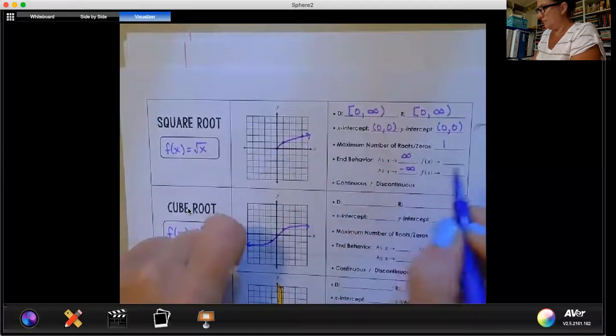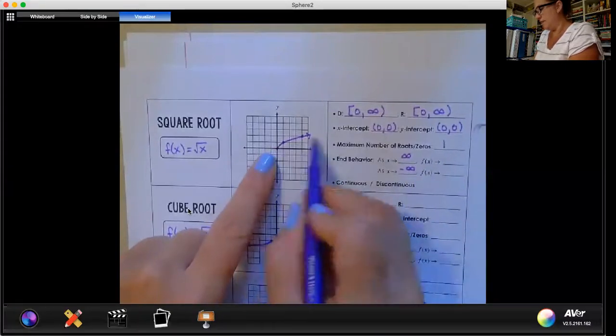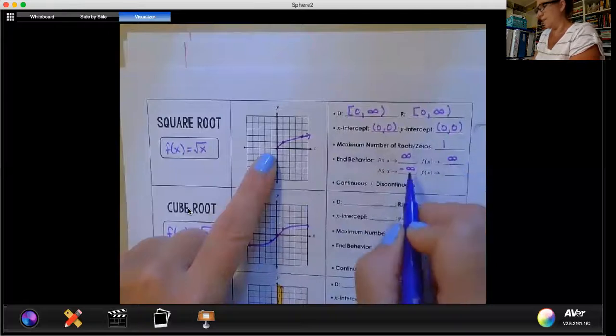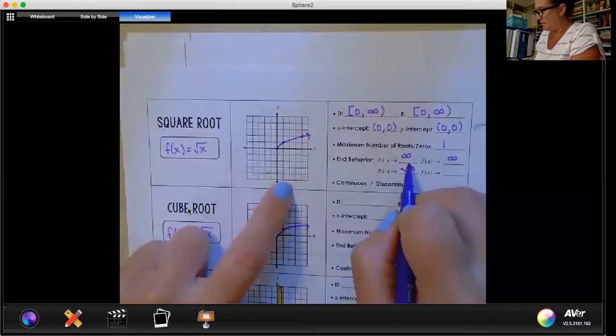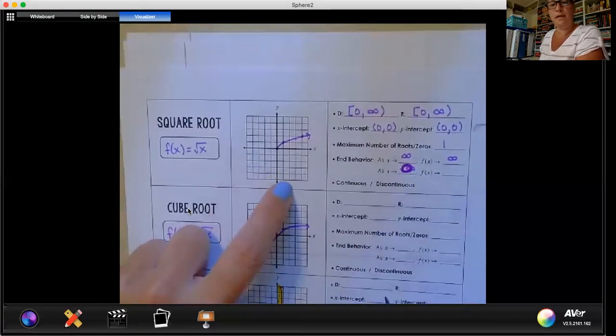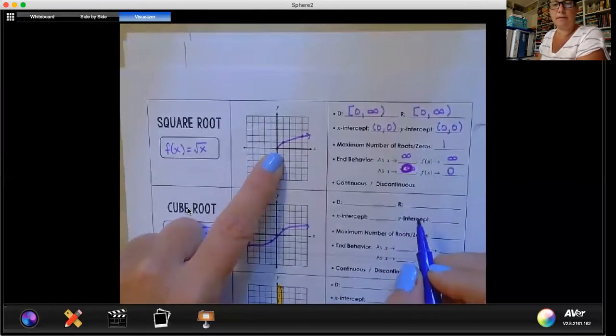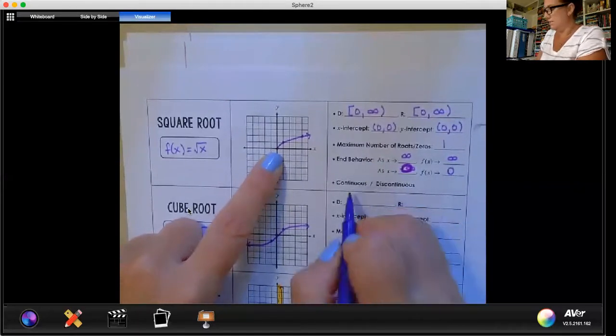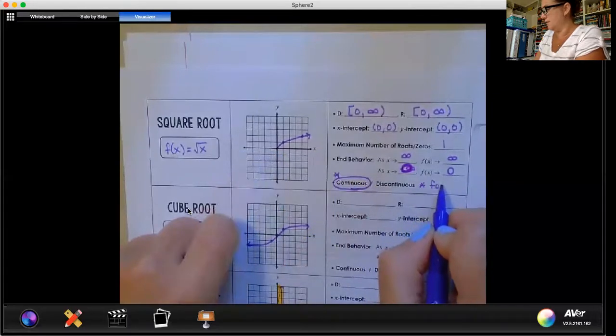Infinity and negative infinity. As x approaches infinity, f of x is going to approach infinity. But this can't be negative infinity because I don't go to negative infinity. So this has to be 0. As x approaches 0, your graph approaches 0. And this function is continuous for x greater than or equal to 0.